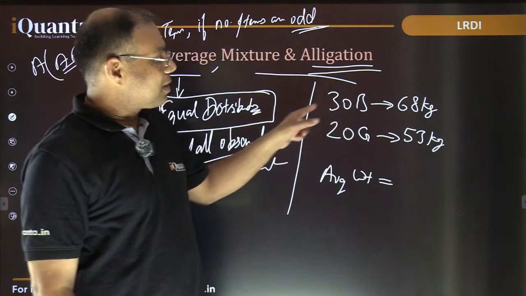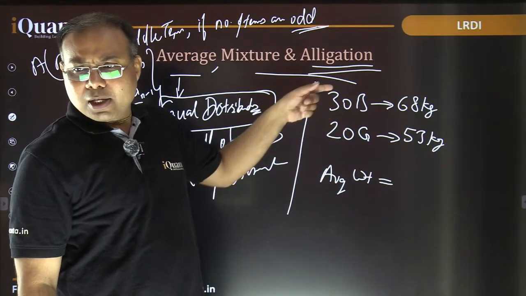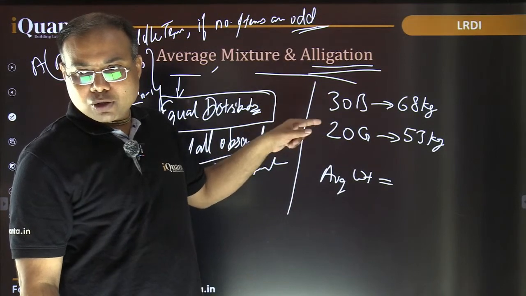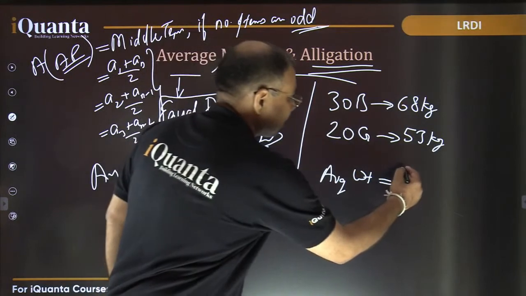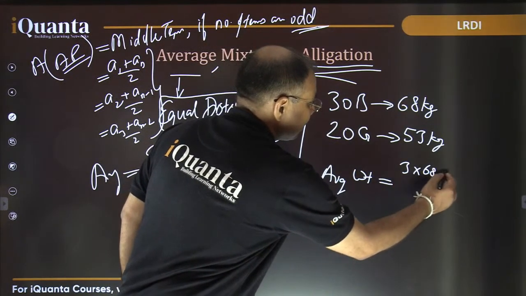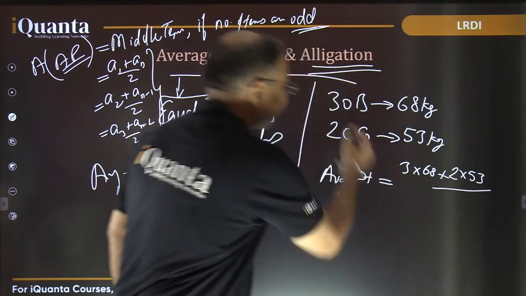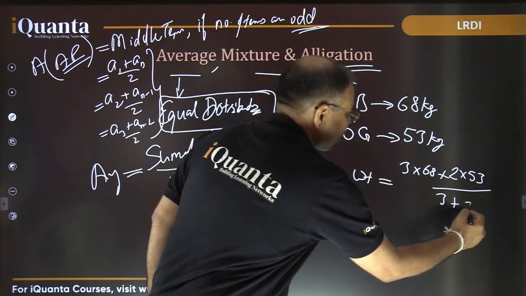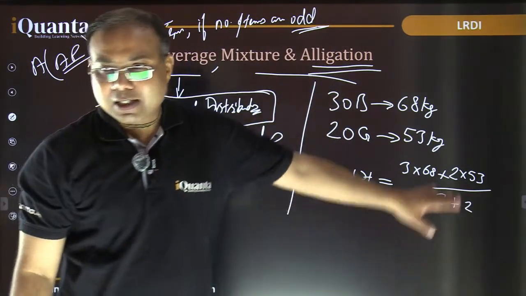So boys are 30 and girls are 20. So we can use the ratio only, 3:2, right? We can just use the ratios. Yes, most of you are writing weighted average. So basically 3 times 68 plus 2 times 53 divided by 3 plus 2, right? So in place of 30 and 20, I'm just using ratios of these two. Okay? So that's a good way.